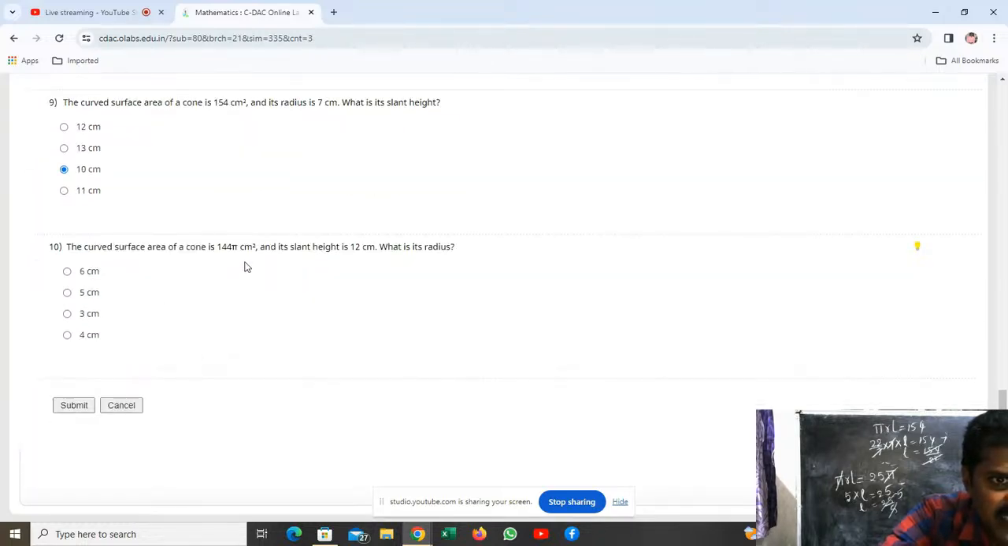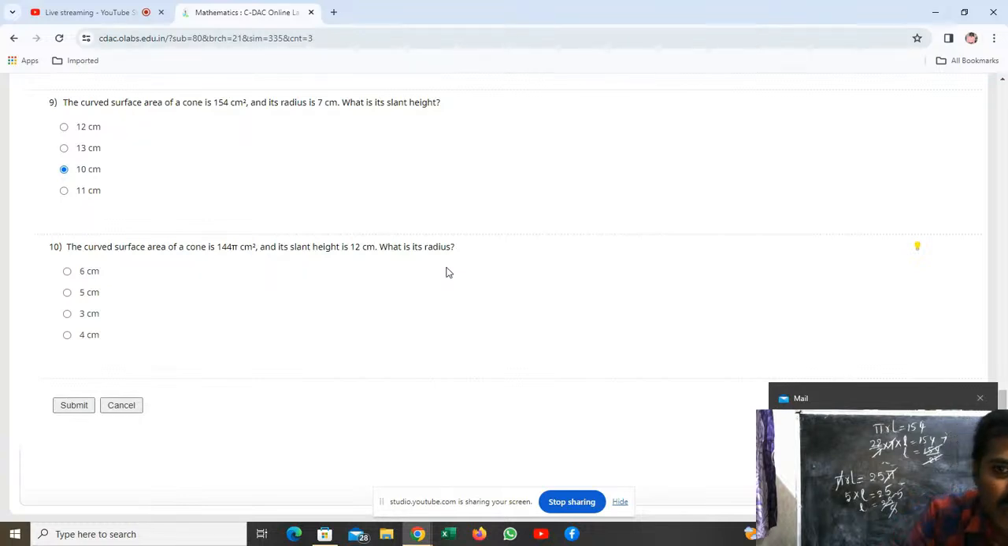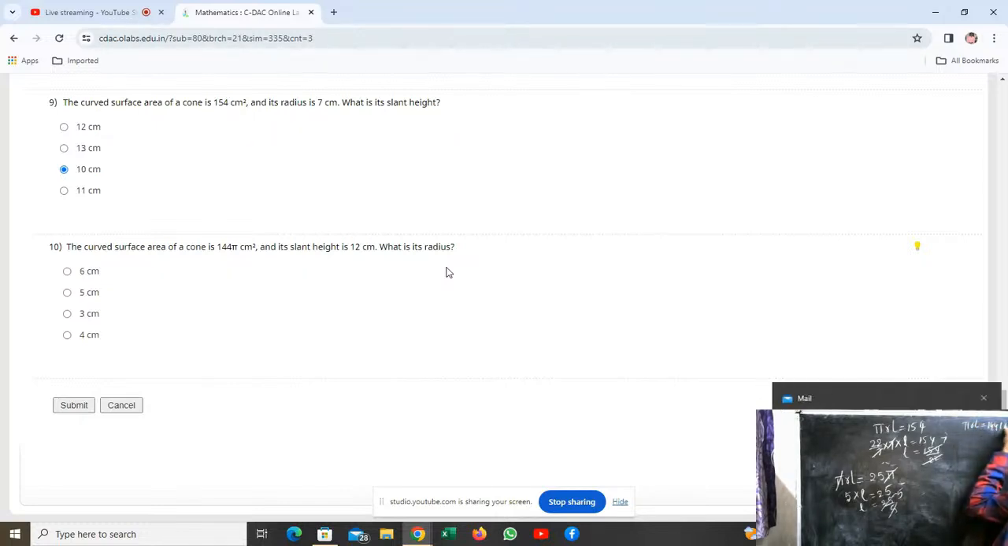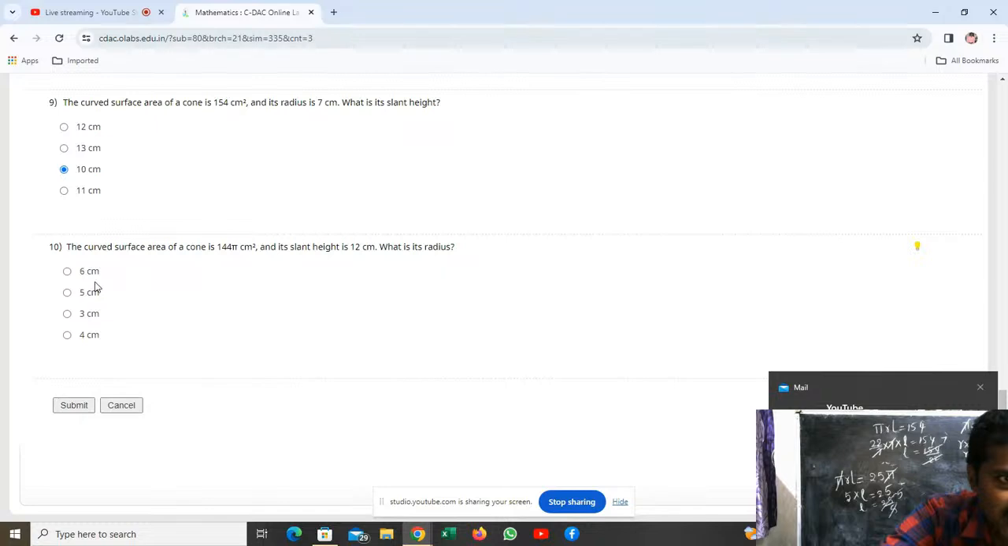And then the curved surface area of the cone is given, slant height is given. Then what is its radius? The same can be applied here: 144 pi. Pi RL is equal to 144 pi. Both pi get cancelled. They didn't give the radius, and slant height is given as 12. So R is equal to 144 by 12, 12 times. The radius is 12 centimeters.